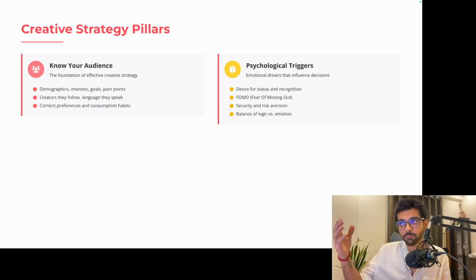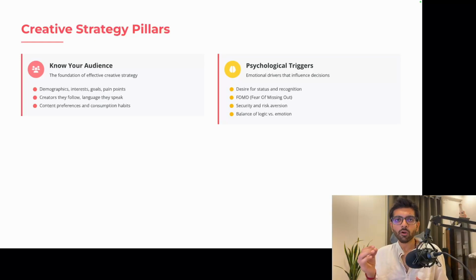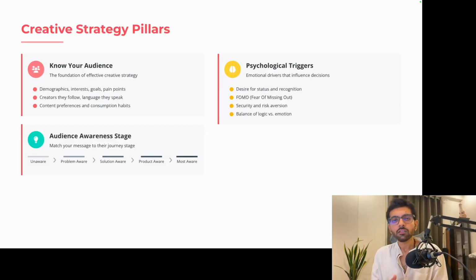And by the way, you can experiment with each one to actually figure out what will work the best for your brand. And that's it. That is the right way to go about it. Once you have pinpointed the things that work best for your audience, then you double down on it with your further iterations, right? Third pillar is actually audience awareness stage.